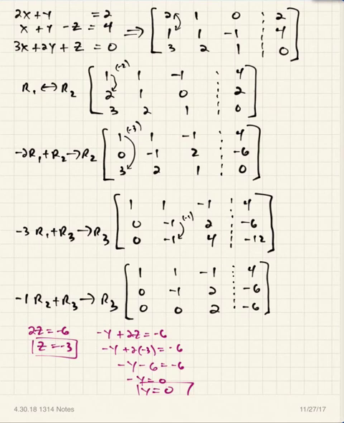And then the first equation is x plus y minus 2z equals 4. So you get x plus 0 minus 2 times negative 3 equals 4. X plus 6 equals 4, or x equals negative 2.